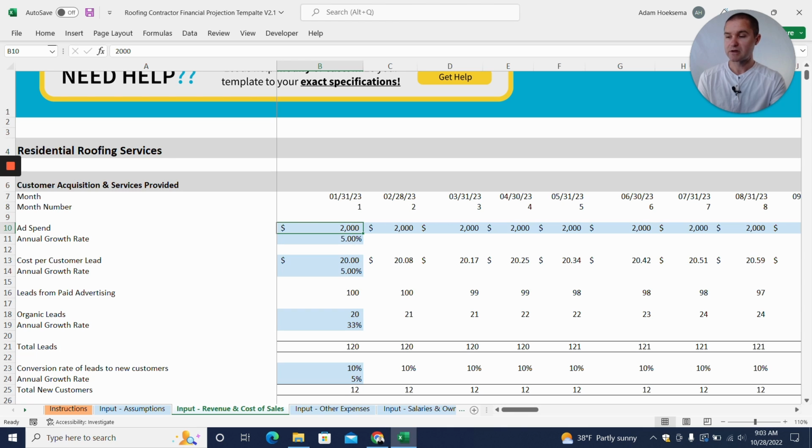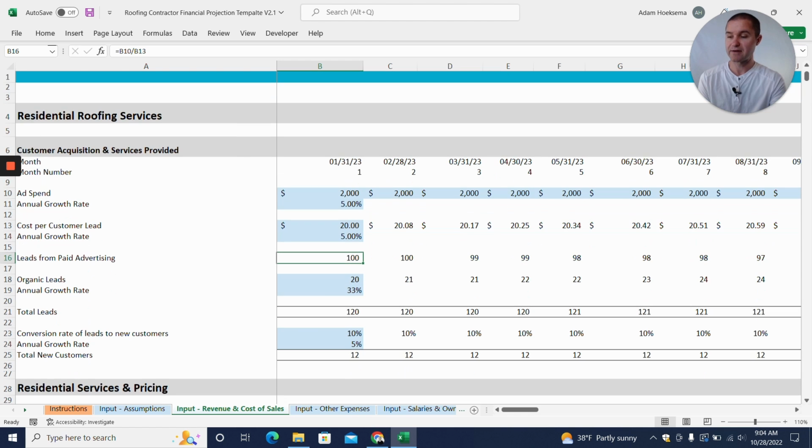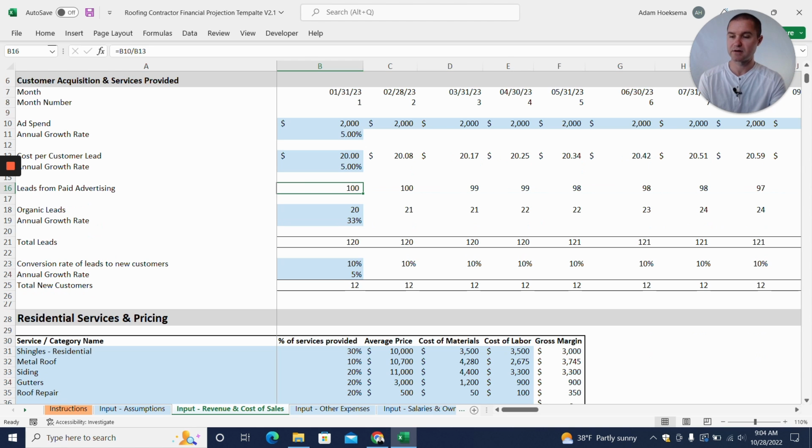We're going to say, hey, we're going to spend $2,000 a month on advertising, and we think it's going to cost us $20 per lead to get a residential roofing lead. So $2,000 a month at $20 a lead is going to give us 100 leads from paid advertising. We also think we're going to get 20 organic leads, so just word of mouth. As we do good work, people are going to hear about us and share.